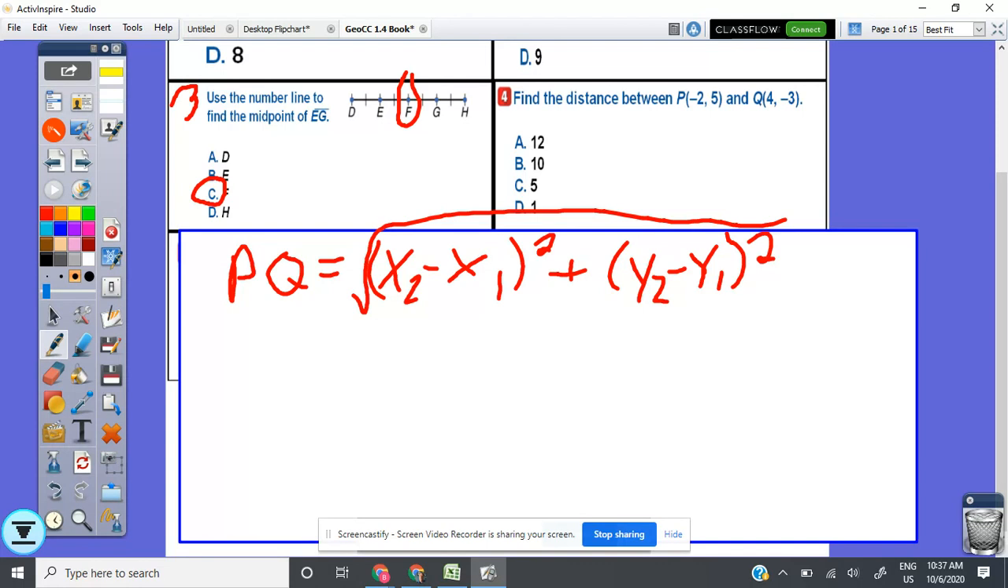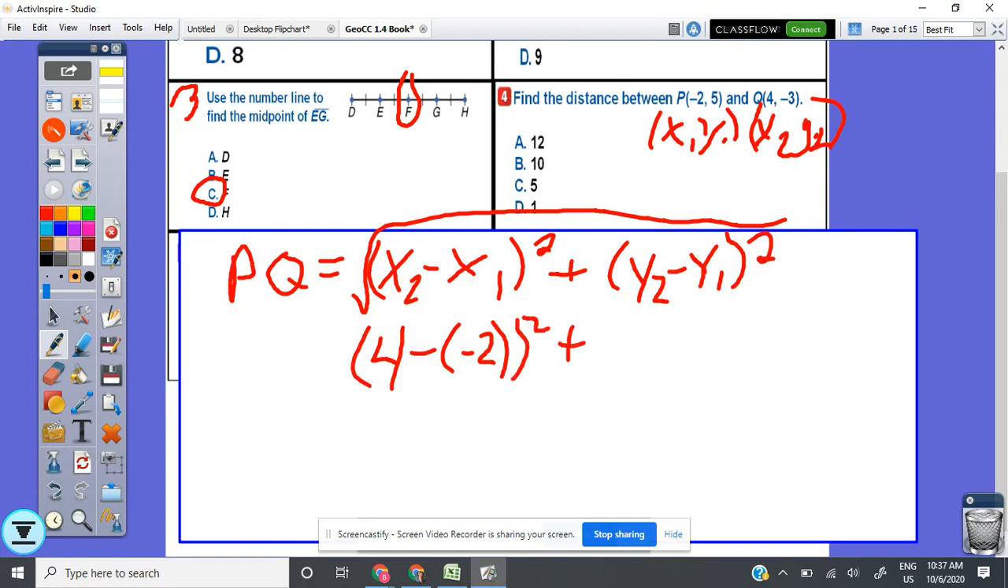I'm going to label this one x1 and y1, and this one x2 and y2. Then I'm just going to start plugging in. Again, double sign, so I'm going to use parentheses. Minus from the formula.